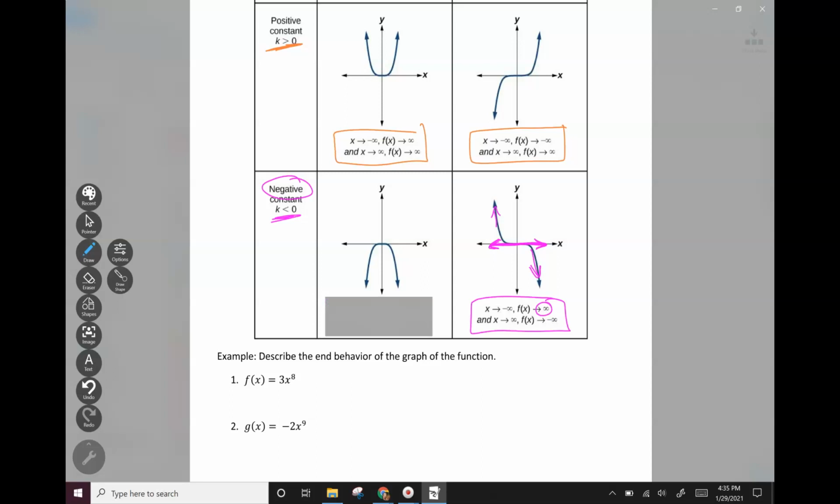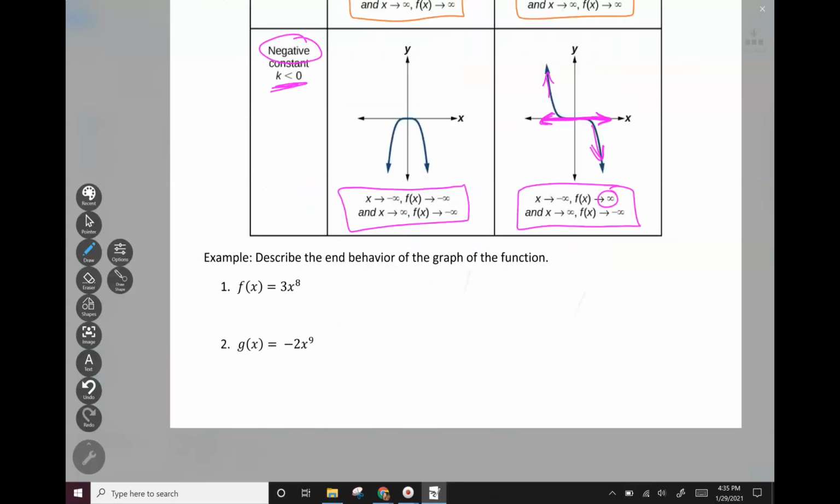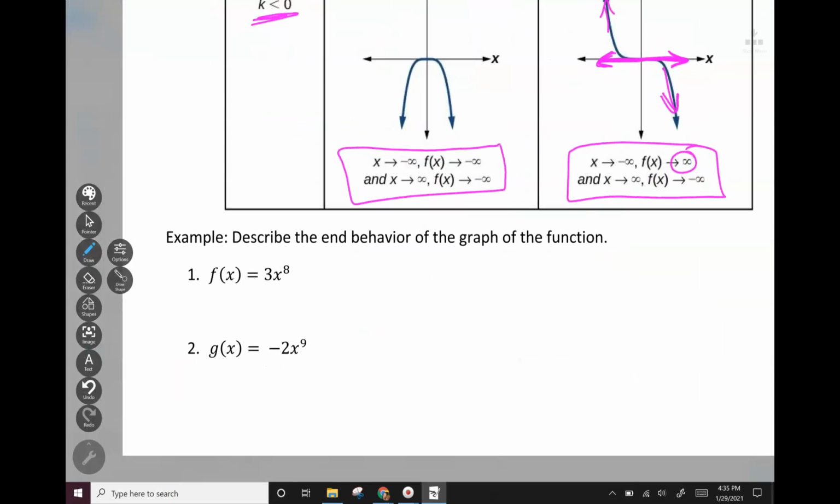All right, so those are your end behaviors, and they're going to follow that pattern no matter what. So all you need to know in order to determine the end behavior of a graph of a power function is: is my coefficient positive or negative? Is the power even or odd? And then you'll know how it's going to behave on each side. So let's look at these examples.